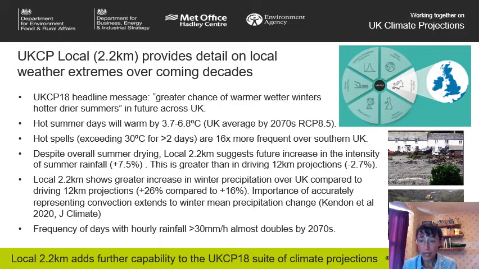The model's also telling us new things about how rainfall might change. So although we get an overall summer drying, actually the intensity of rainfall within that may increase. Also, a surprising result perhaps to us was that we're finding a great increase in winter precipitation over the UK in this model. So a 26% increase in mean rainfall across the UK compared to a 16% increase.